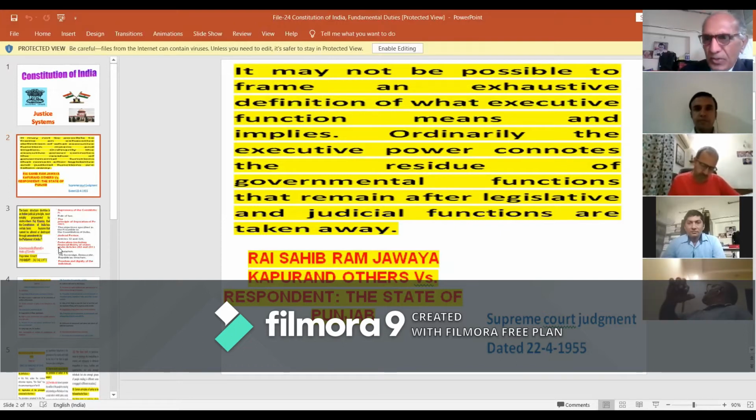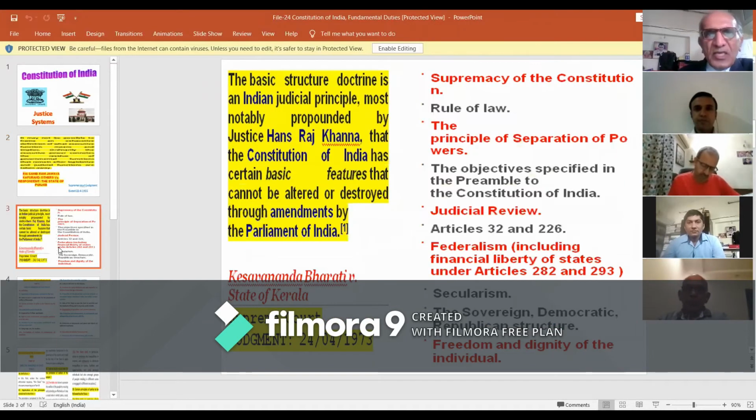In this background, now let us see what the Supreme Court has laid down as the doctrine of the basic structure. The basic structure doctrine is an Indian judicial principle, most notably pronounced by Justice Hans Raj Khanna, that the Constitution of India has certain basic features that cannot be altered or destroyed through amendments by the Parliament of India. It is the Kesavananda Bharati case.